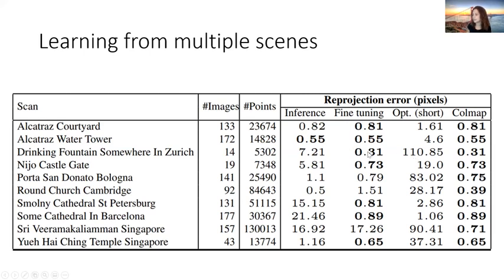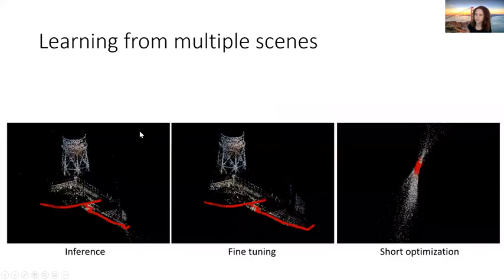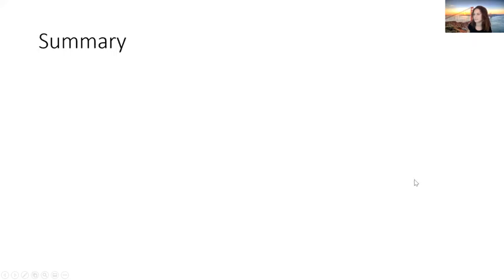However, after inference and fine-tuning, we were able to get to the same optimum as COLMAP, which is the current state of the art in this field. Okay, we'll maybe talk about it soon. So after inference and short fine-tuning, we managed to get to the same optimum. And this is a visual example: the inference and fine-tuning, and the short optimization alone, which, like I said, is basically nothing.